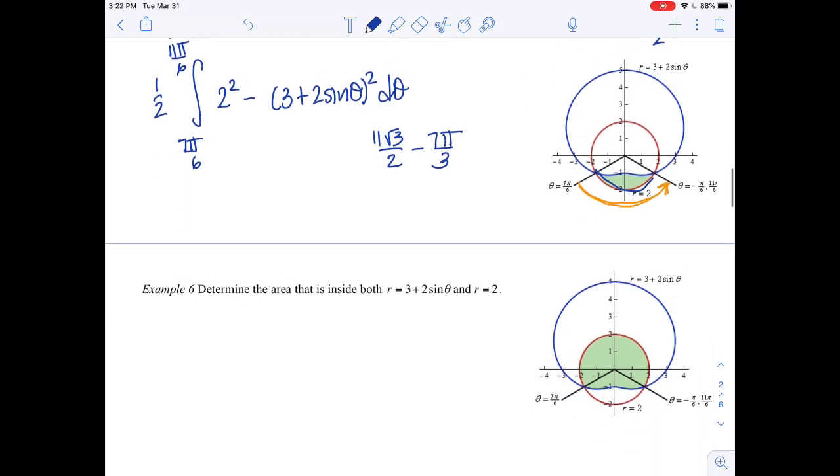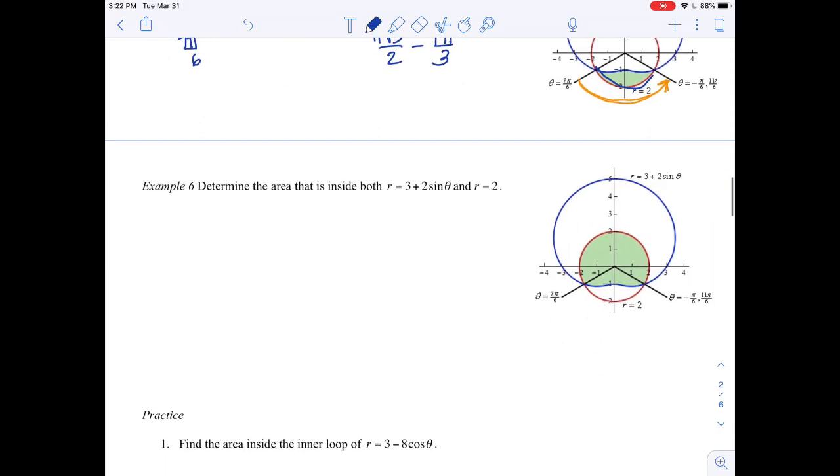Now, the one that I think is going to be a bit of a challenge would be something like number 6. It says determine the area that is inside both r equals 3 plus 2 sine theta and r equals 2. So actually what you kind of need to do in this problem is think back to shaded area from when you were back in algebra. If you notice in this case, I basically am finding the area of the circle, right? So I'm going to have something with pi r squared as the first part of what I'm finding my area from. So that would be pi times 2 squared.